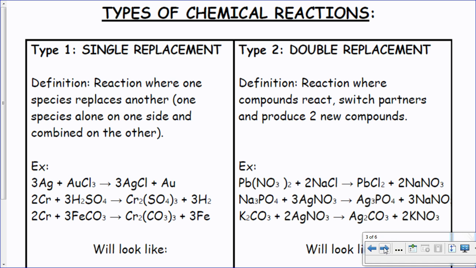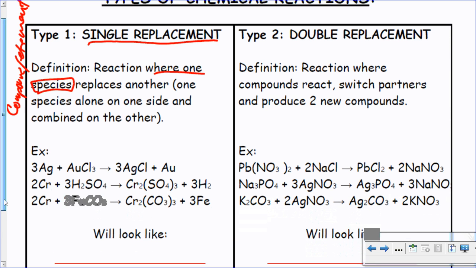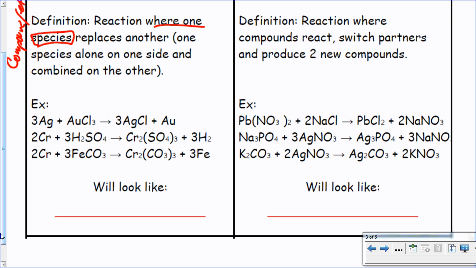And they're all straightforward. So in type 1, we've got single replacement reactions. These types of reactions are where one species, and by species I mean compound or element, replaces another one in a reaction. From the examples you can see here, we have Ag and AuCl3. In this example, we have Ag replacing the Au in that compound. So Ag is essentially coming in and kicking out the Au and saying, hey, it's my spot. So it's a single replacement.